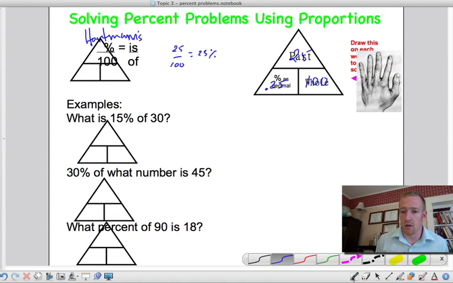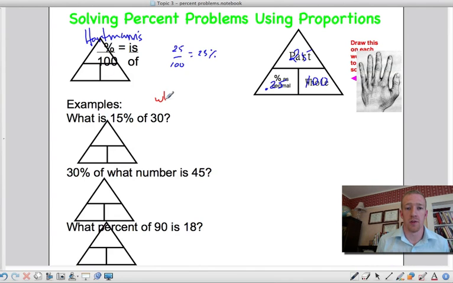So now we have, what is 15% of 30? So this is the whole, so 30. We have the percent, 15% as a decimal. We move the decimal 2 places, so that's 0.15. So this is what we're looking for. So we multiply 0.15 times 30. And that gives us 4.5. So 4.5 is 15% of 30.